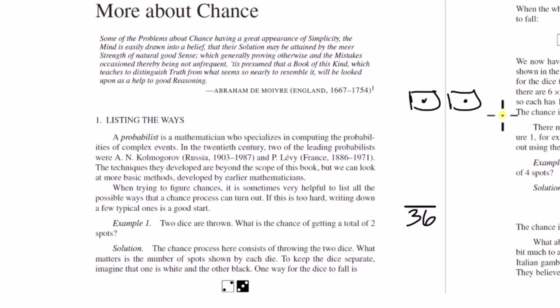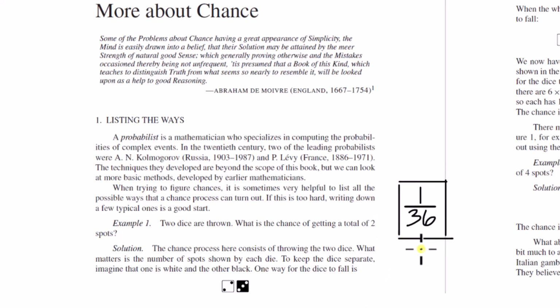But they both need to be 1. That's the only way you can add the numbers from 2 dice and get 2, because you can't get a 0, right? So there's only one outcome here. And there you go. That's it. That is it. You see?